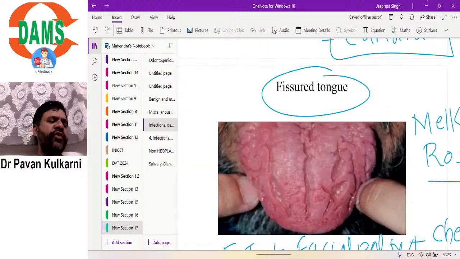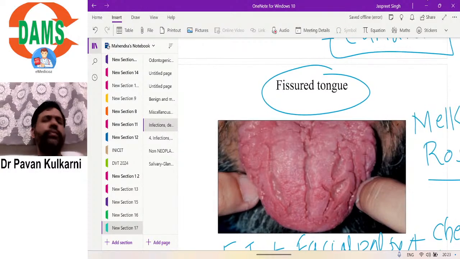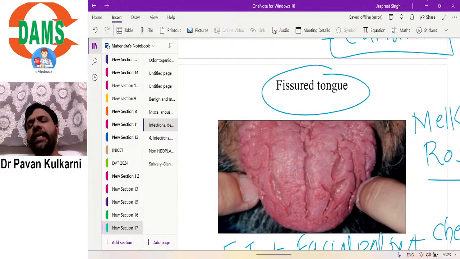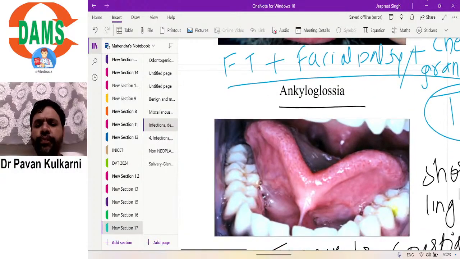Now this is an image of fissured tongue. Fissured tongue is typically seen in one syndrome called Melkersson-Rosenthal syndrome. That syndrome is very important, because a lot of MCQs come in different papers. It has a triad, three components. Very characteristically, they'll ask you this fissured tongue as an MCQ.